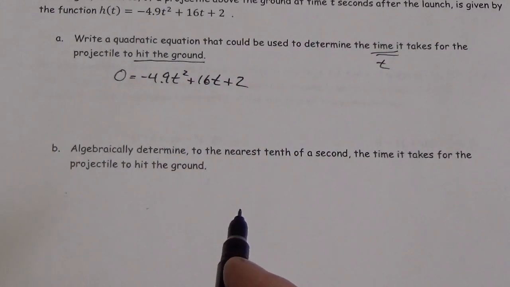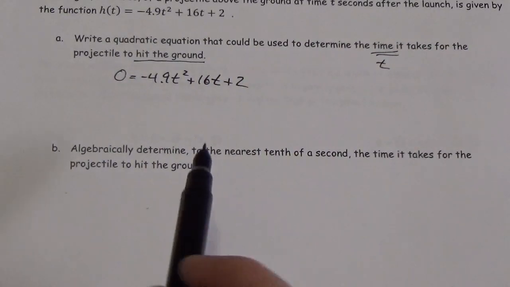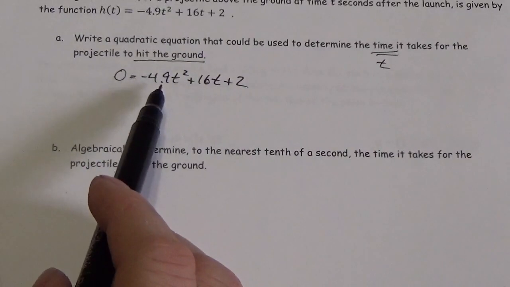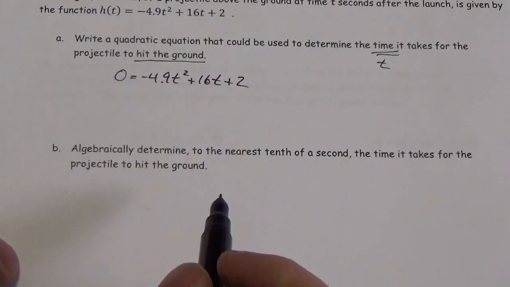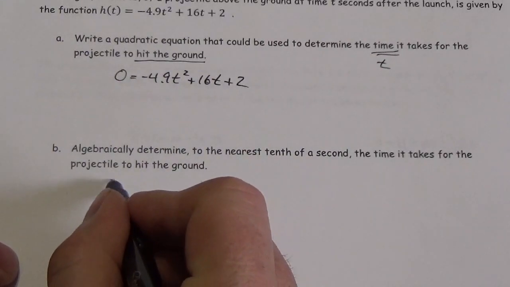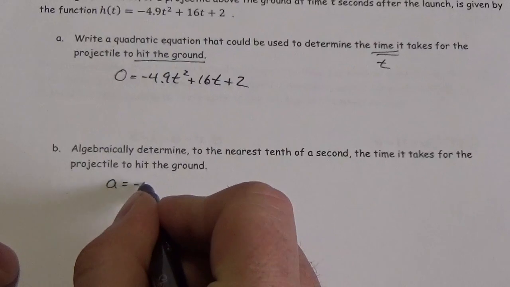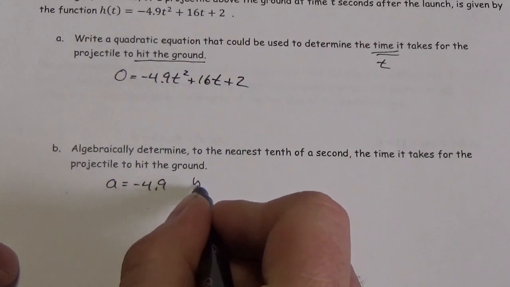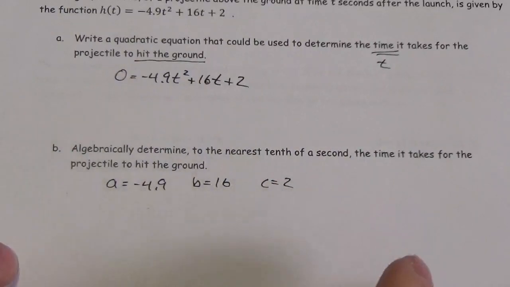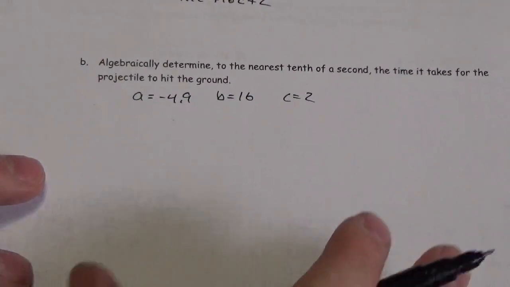Now factoring is probably not going to be my most efficient method because of that negative 4.9 in there. I'm going to have a hard time ripping that apart in a way that's useful and meaningful to me. So instead I'm going to use the quadratic formula. And I know that a is going to equal negative 4.9, b is going to be 16, and c is going to be equal to 2. And so now I can plug that in.